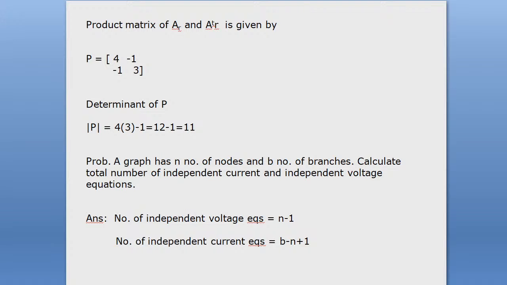I already told you in the previous class the relationship between the number of links and the number of twigs. A twig is a branch of a tree, and a link is a branch of a co-tree, or a branch which is not associated with a tree. So that is b minus n plus 1. n minus 1 is the number of twigs, so links equal branches minus twigs. I already told you this relation in the last class.